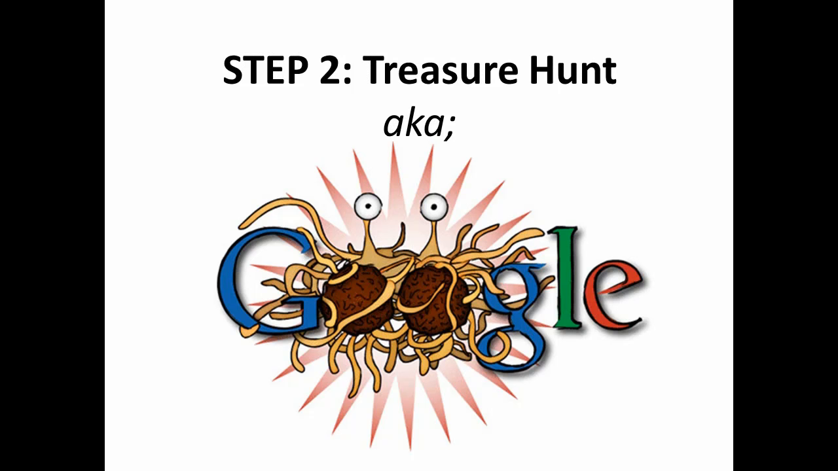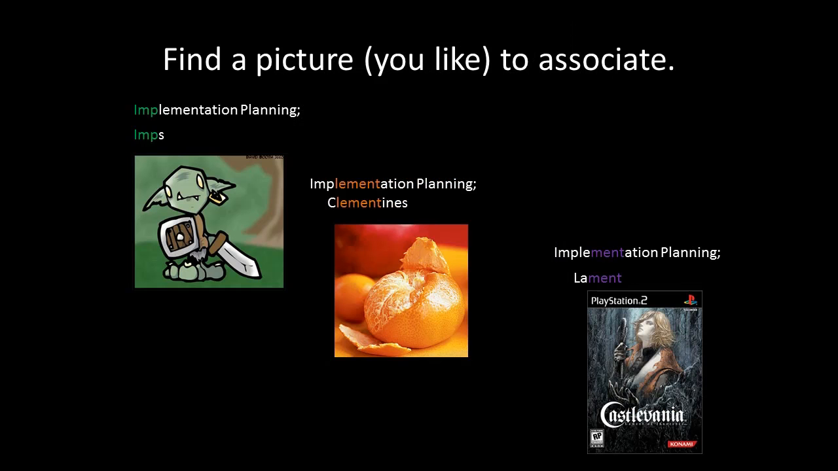The second step is to actually find the images for the keywords you come up with. Personally, I recommend Google Images, but use any movies or television series or famous photographers or anything you want. This is an example of some associations you can make for the word implementation planning. Imps, Clementines, or that Castlevania Lament of Innocence game. Any picture is good so long as it reverberates with you.